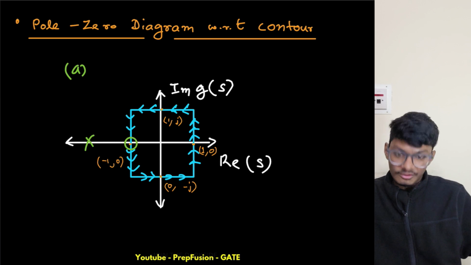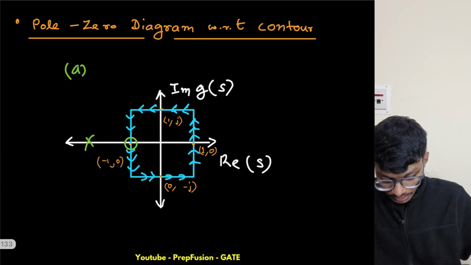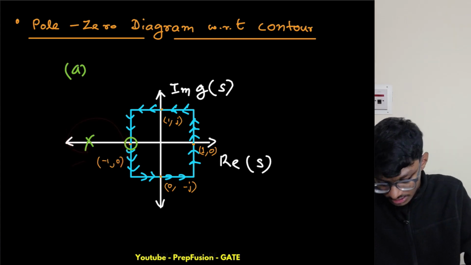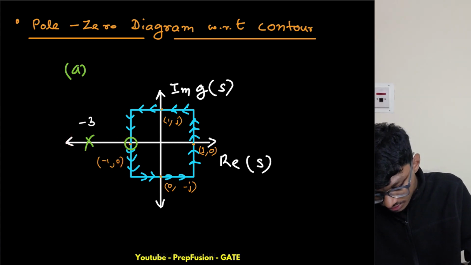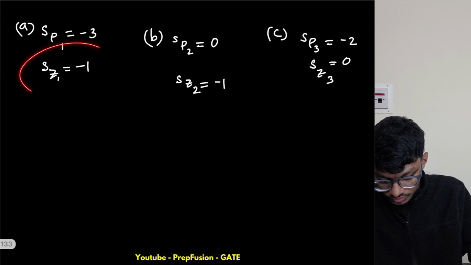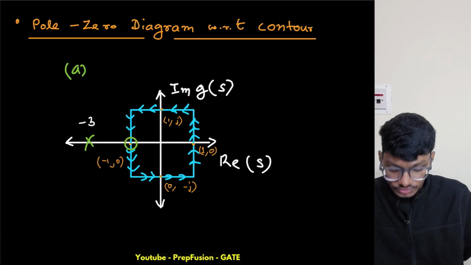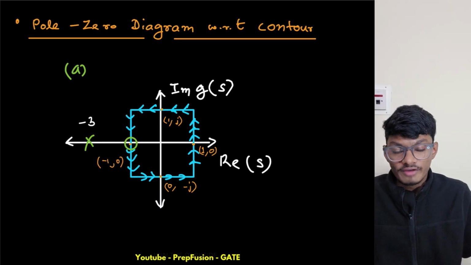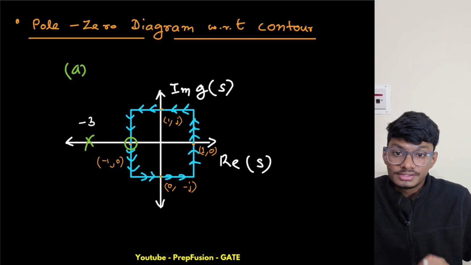So here I have a pole and a zero, and this was the first case. The pole is at -3, so it is lying outside the contour. The zero is at -1, which is on the contour itself. So if it is on the contour, then what does this mean?